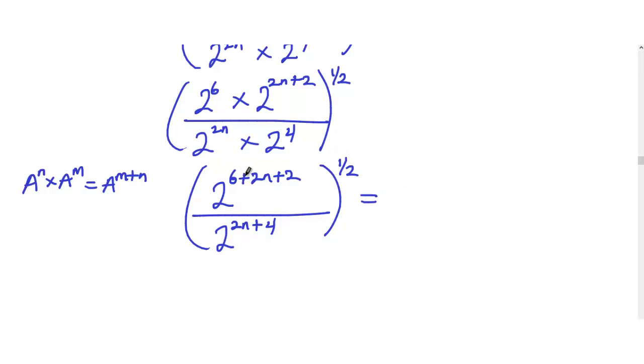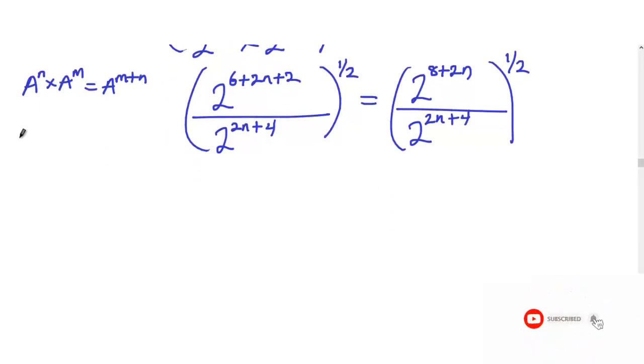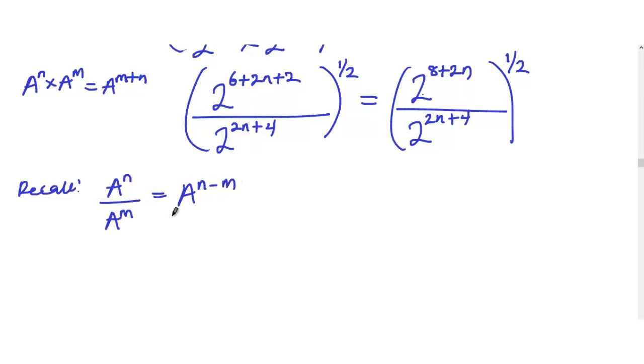So let me use this other space here. This one will now give us, if you look at this, 6 plus 2, that is 8. Then plus 2n. So we have 2 raised to the power 8 plus 2n. Then over 2 raised to the power of 2n plus 4. Right? Everything raised to the power half. So there's another law that we're going to be applying. If you have the same base, recall again that if you have a raised to the power n over a raised to the power m, it is the same thing as a raised to the power n minus m. Okay?